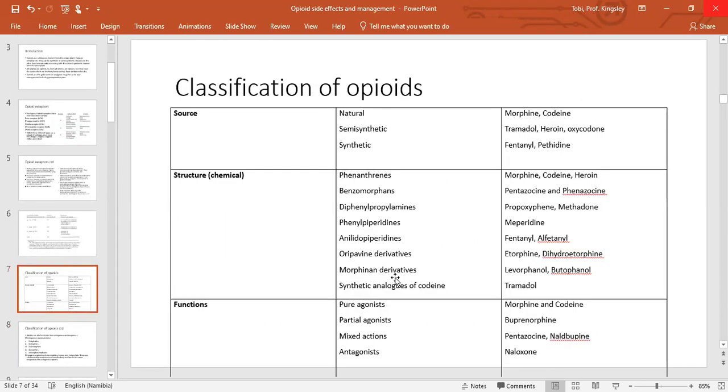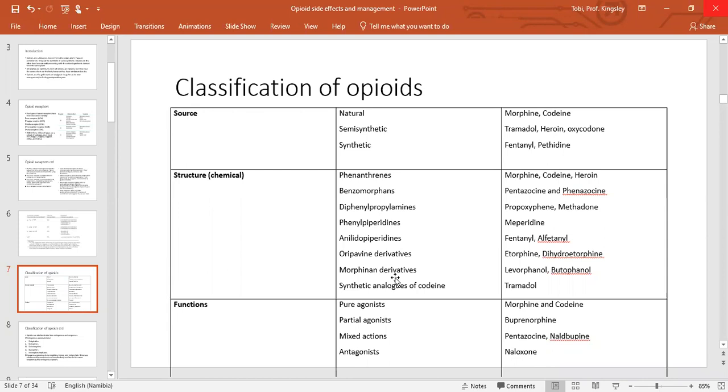So broadly speaking, opioids are classified based on their source, based on their structure, and based on their function. Based on source, we have naturally occurring opioids, for example morphine and codeine. The semi-synthetic includes tramadol, heroin, and oxycodone. Synthetic includes fentanyl and pethidine. Classification on the basis of structure: we have the phenanthrenes, the benzomorphans, the diphenylpropylamines, and all that, as you can see on the screen. Different opioids have structures which are somewhat similar, but which also represent the different types of effects that these opioids have on the body.